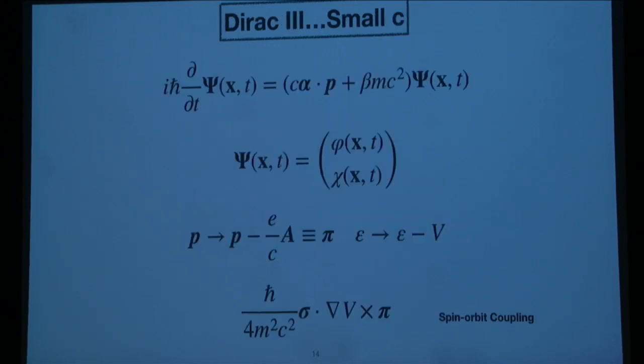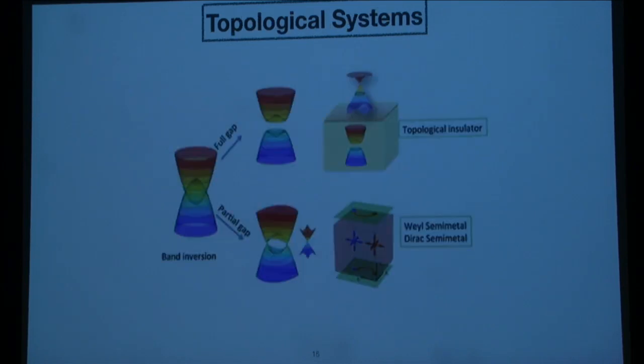So that should be, sorry, small v, not small c. C is constant, this is the speed of light. So to go to these topological systems, what the spin-orbit coupling does is it actually inverts bands.